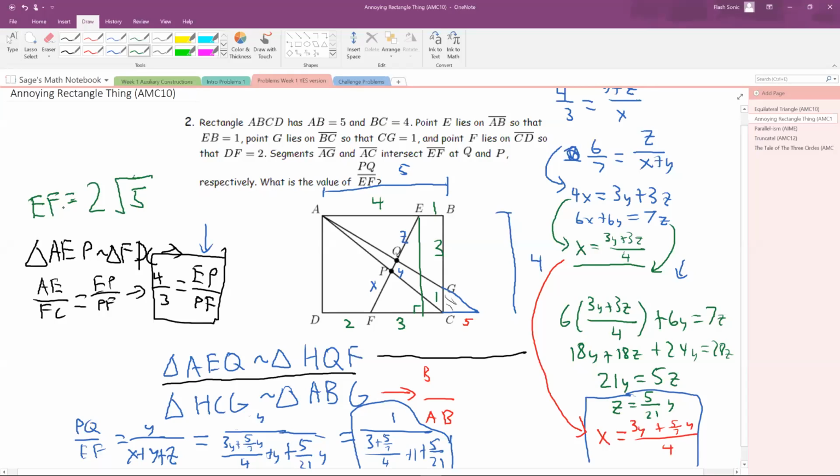This was actually kind of irrelevant to the problem, but the way I got EF was by dropping an altitude from E to DC. And when we get here, we know that EB is equal to 1. So that means we know that this distance right here is equal to 1. And since FC is equal to 3, we can get that this length right here is equal to 2. And since we know BC is 4, we know that the altitude from E is also equal to 4. So we can use the Pythagorean theorem to get EF, although that wasn't actually relevant to the problem.